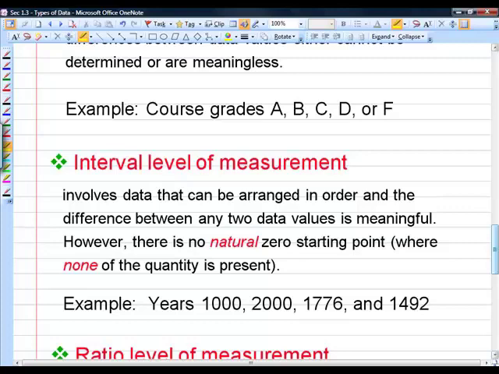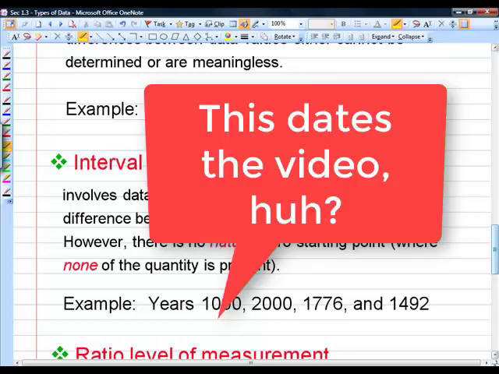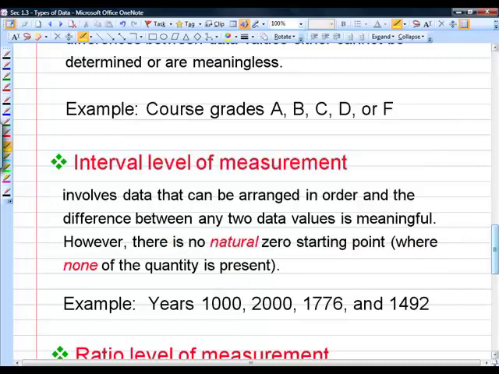Okay, just checking. These numbers are ordered, and it does make sense to talk about the difference. For example, Y2K happened how many years ago? Y2K was year 2000. 13 years ago. Because we can subtract 2013 and 2000. And it makes sense to say 13 years ago this happened. So there's order and subtraction makes sense.